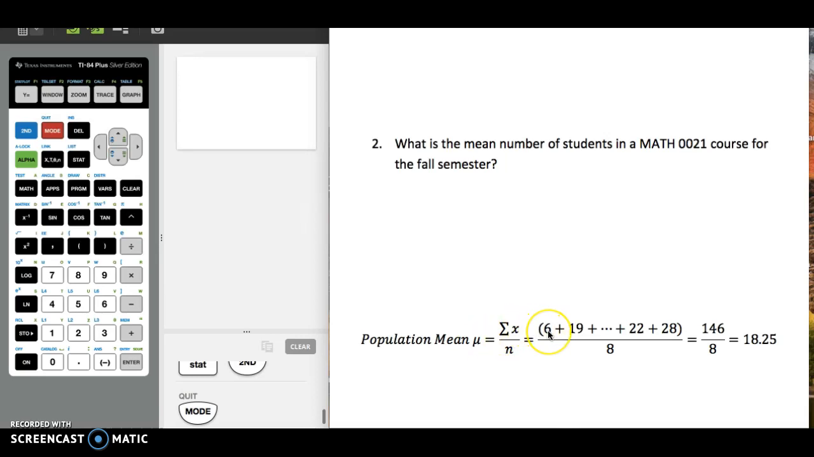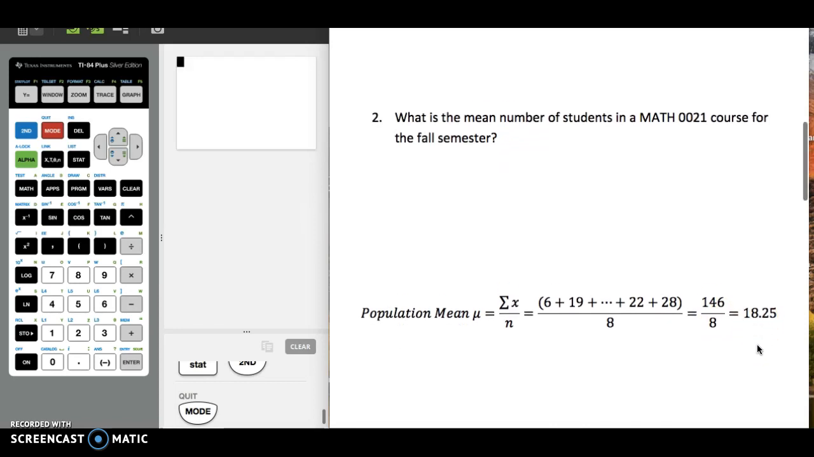We would simply add up all the values, so 6 plus 19 and so on, all the way up to 22 plus 28. We would get that sum, which is 146, and divide by the total number of data values, which is 8. So the mean number of students in a Math 0021 course for the fall semester, you end up with 18.25.